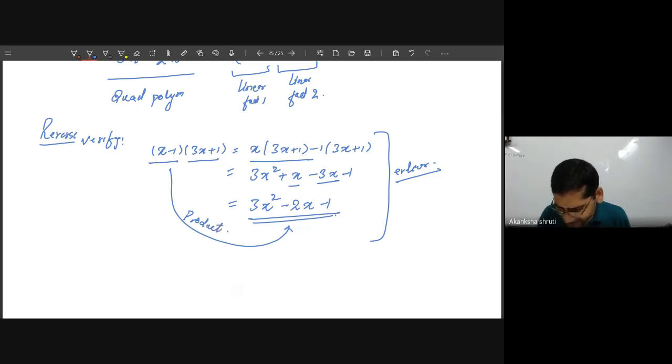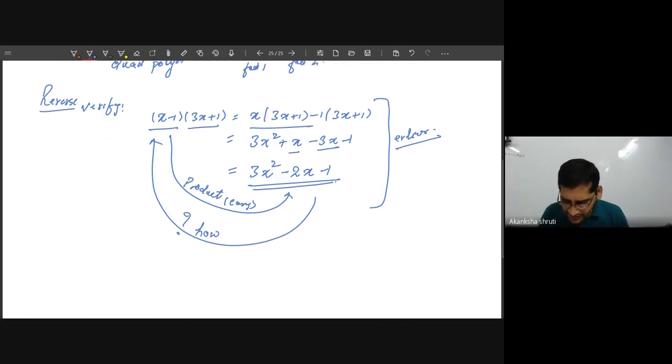So a student, this was the product and it was very easy. But how to get this one? So doing this means going just in reverse. Getting two linear factors from a quadratic polynomial is called factorization, because it is one factor and the other factor. These two factors we want to get, and this is done by factorization.